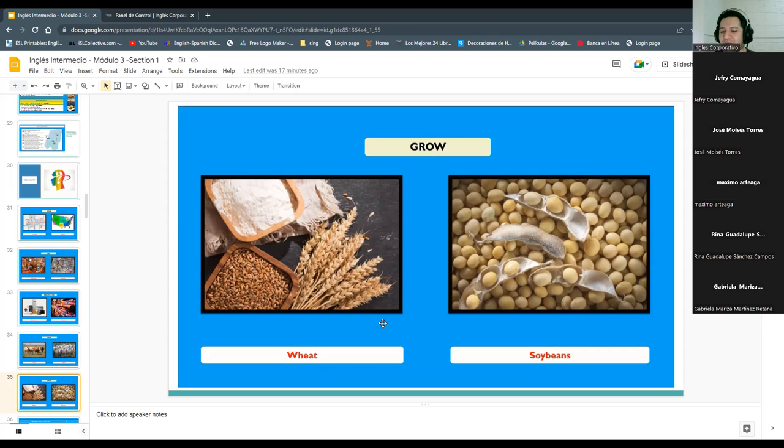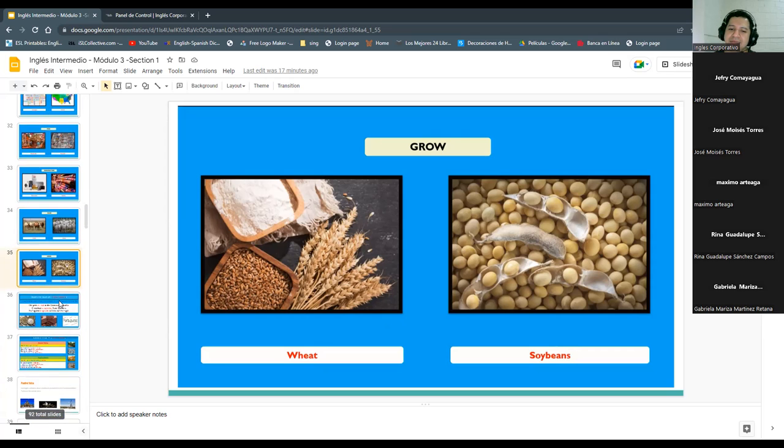Sería como frijol de soya, ¿verdad? Soybeans. O soya. Solamente soya. O soja, ¿verdad? That is soybeans. Let's see, that would be it, right, I guess.